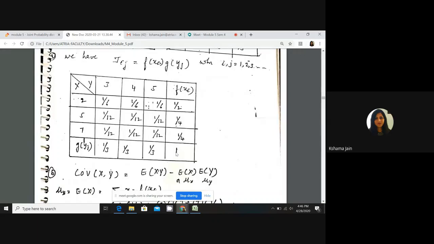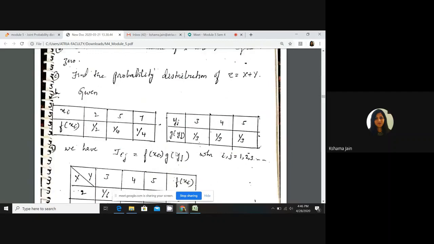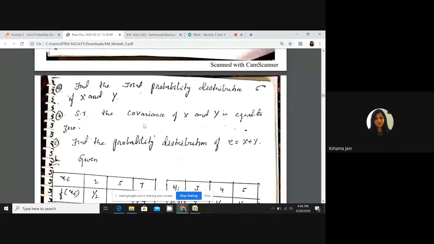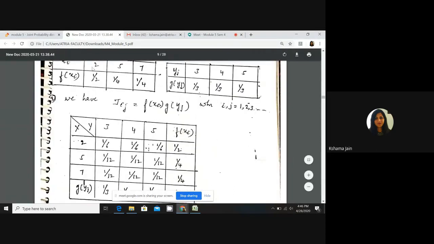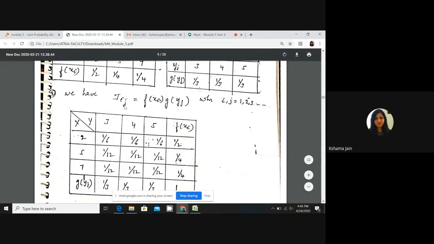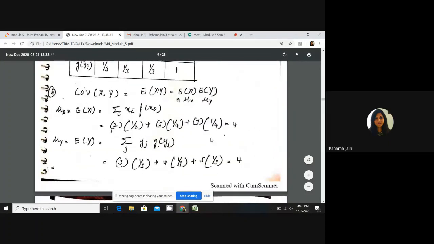After that, if you have got this, that is nothing. The next question was: show that covariance is 0. For covariance, we have a formula: E(XY) minus E(X) into E(Y). For that, you need to find E(X). E(X) was what? Summation of X into f(X). So you will get it from here. E(Y) is summation of Y into g(Y). You will get that from there. And E(XY), from this table, you will get it.